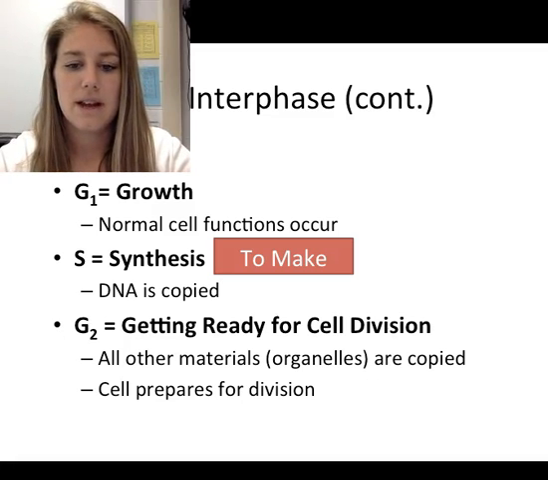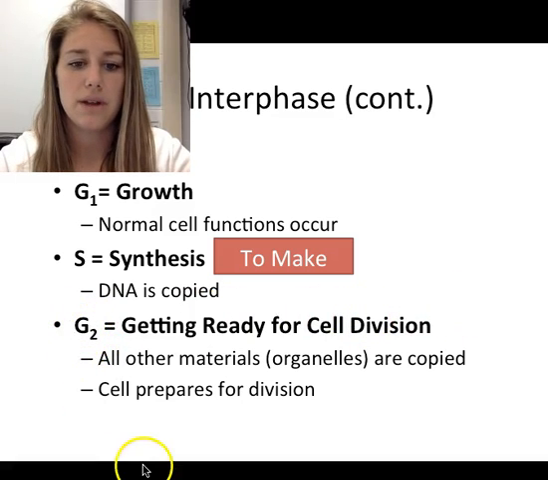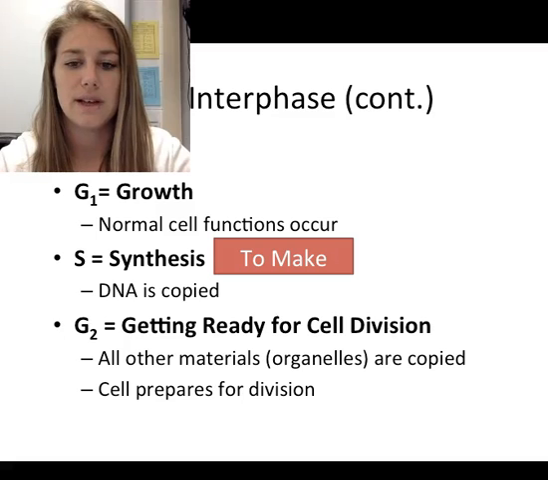And then after the DNA is replicated, the cell enters G2 stage. G means growth. It continues to grow and prepares for cell division.